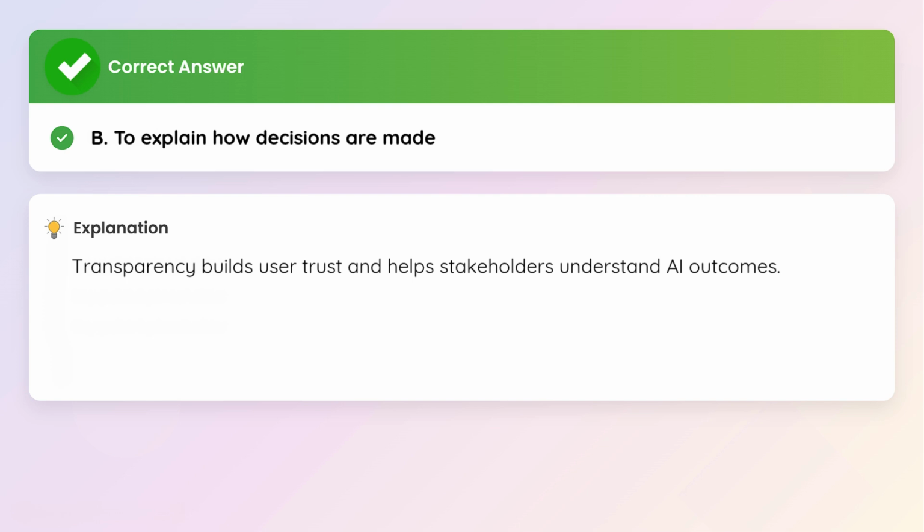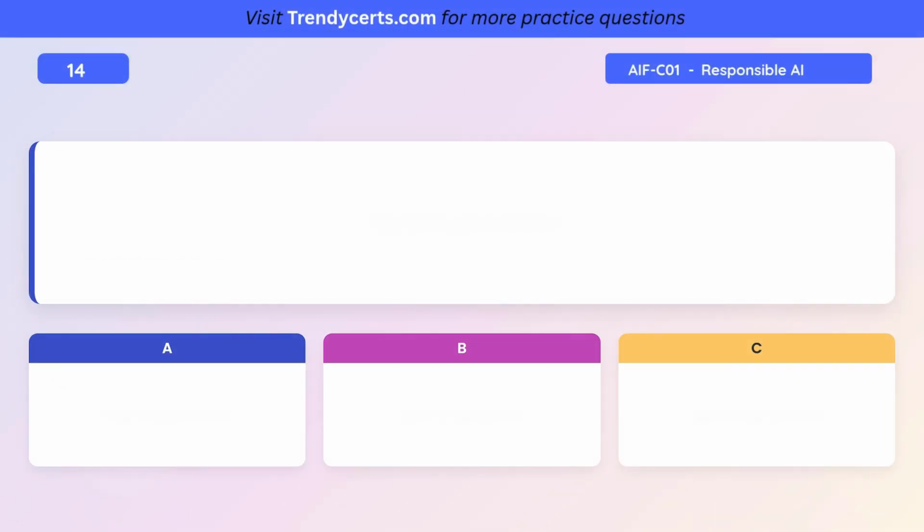Transparency or explainability is all about cracking open the black box. When we can understand why an AI model made a particular decision, it builds trust with users and helps everyone involved understand the outcomes. Here's another key term for responsible AI.